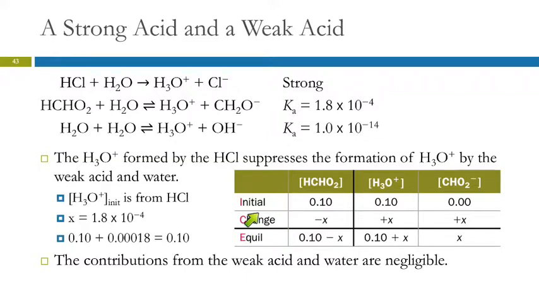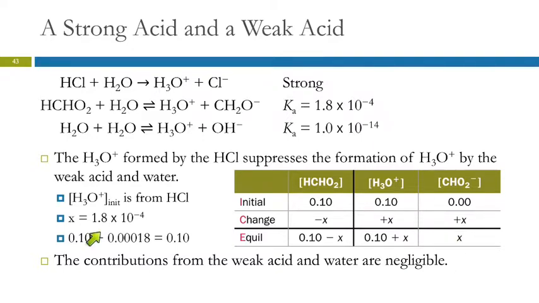So we can look at this example here. Initially, 0.1 molar of the formic acid, the weak acid. And here, we're saying 0.1 molar of the hydronium ion because that 0.1 molar HCl completely ionizes and forms 0.1 molar hydronium ion. So that's 0.1. And then our initial concentration of the formate is 0. So then we can do minus x, plus x, plus x. Now we've got at equilibrium 0.1 minus x, 0.1 plus x, and x. And we can combine those and solve for x.